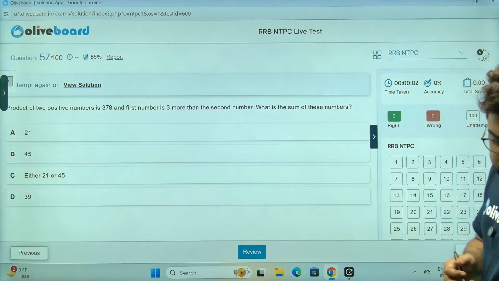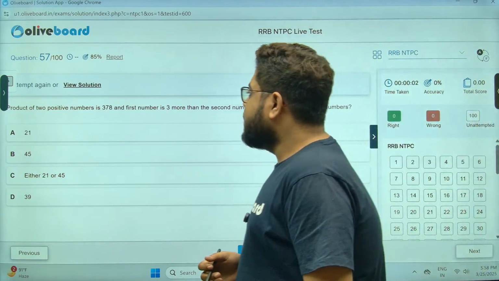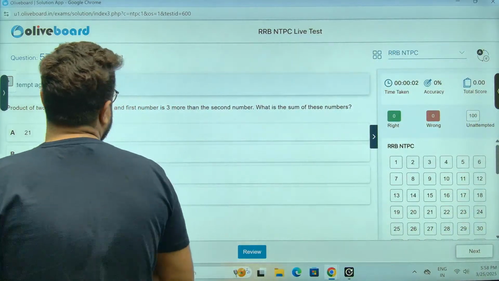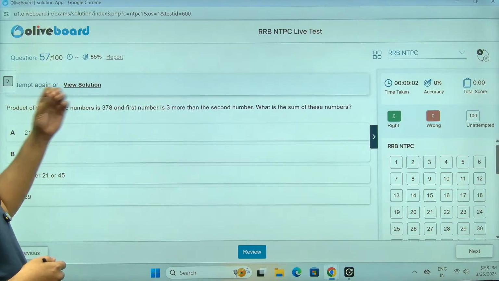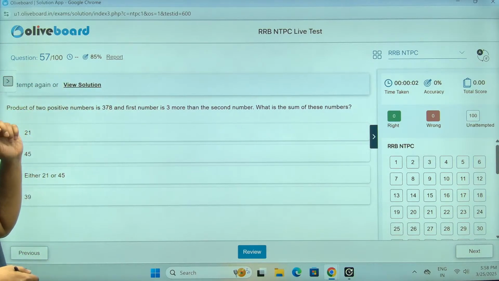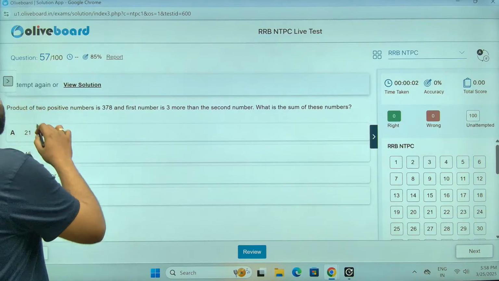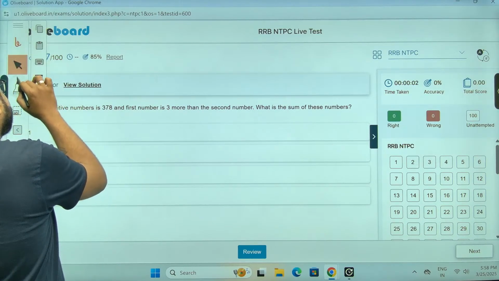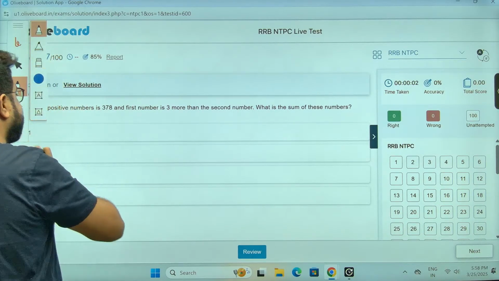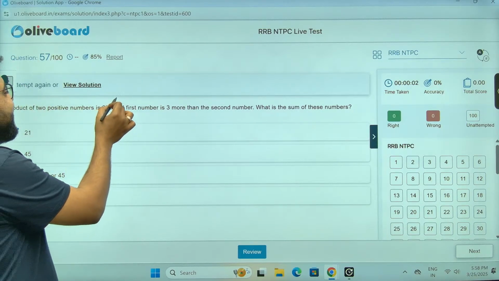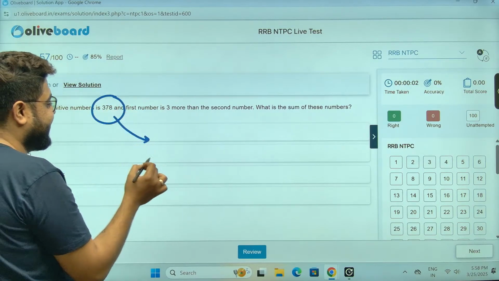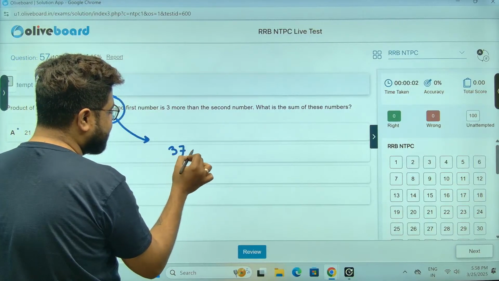Product of two positive numbers is 378. First number is 3 more than the second. Arey sir, ये karenge to you will get a quadratic. You solve it normally, you will get a quadratic. Whenever I see a quadratic, I have a special allergy with quadratic. So what I'll do, sir? I will use some jugaad. We Indians are very good in jugaads.